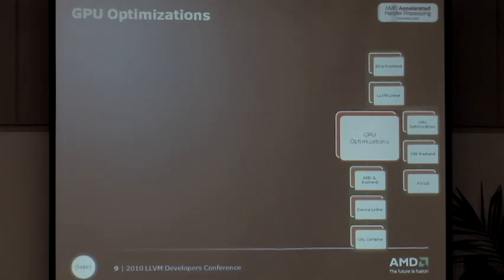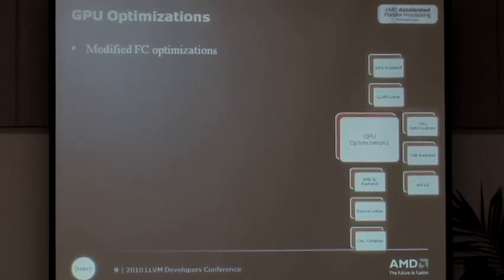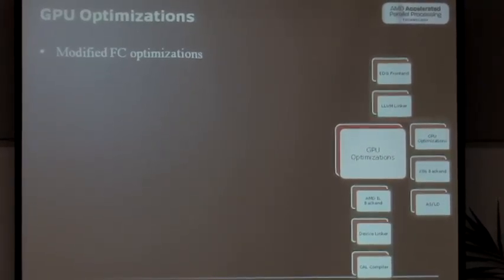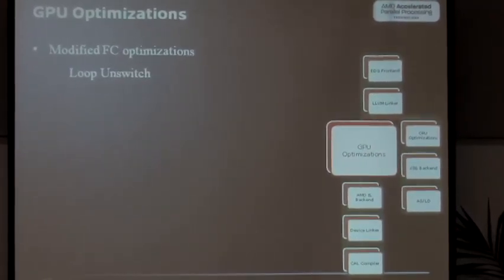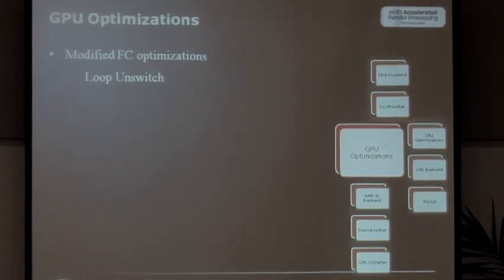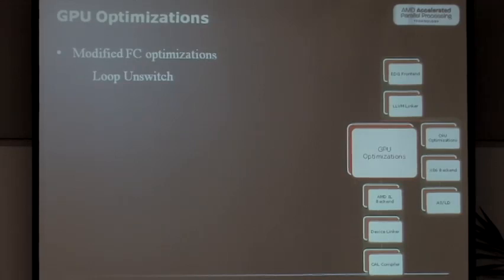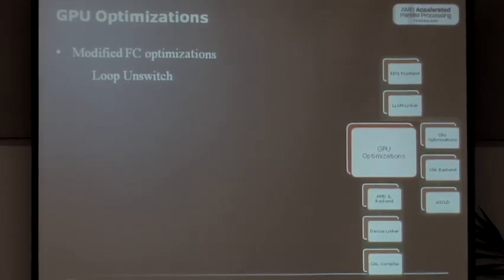So for the GPU optimizations, we had to modify quite a lot of flow control optimizations. One of the problems with the GPU is that flow control is very expensive. It can be up to 40 cycles for a single flow control instruction, whereas a math instruction like sine or cosine is amortized to a single cycle. So what we've seen is an optimization like loop unswitch. It would take a loop with some control flow and then generate even more control flow than was in the original source program, and this was having a very detrimental performance issue.